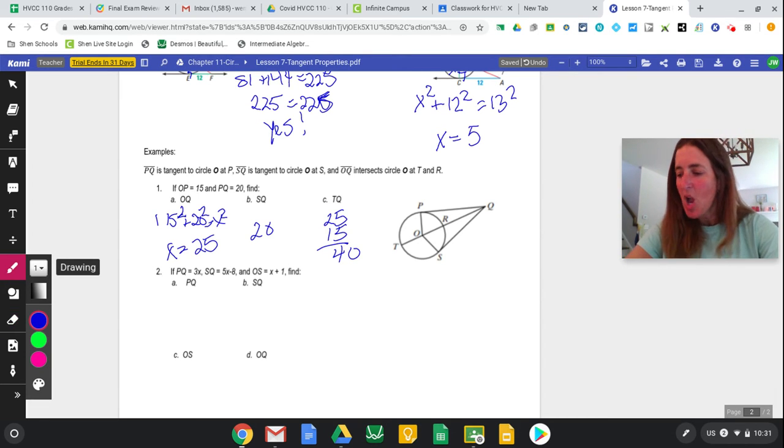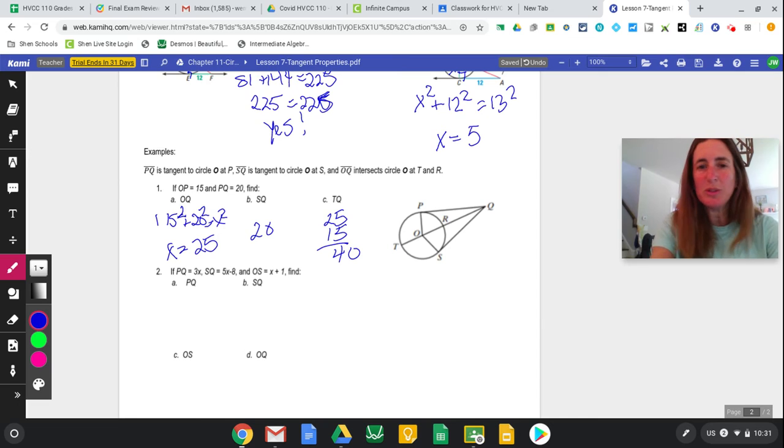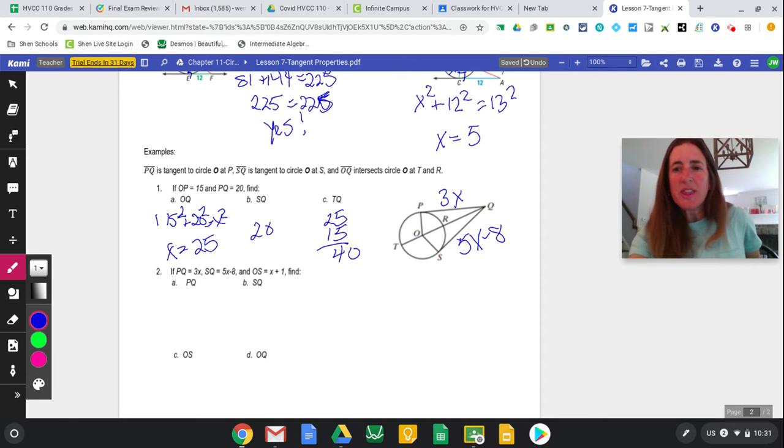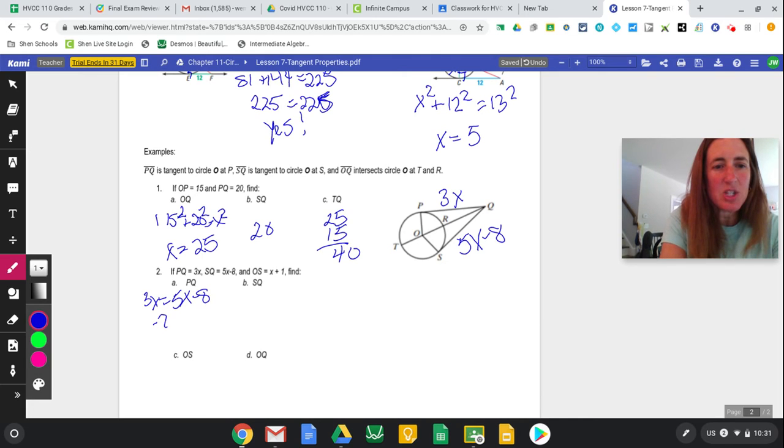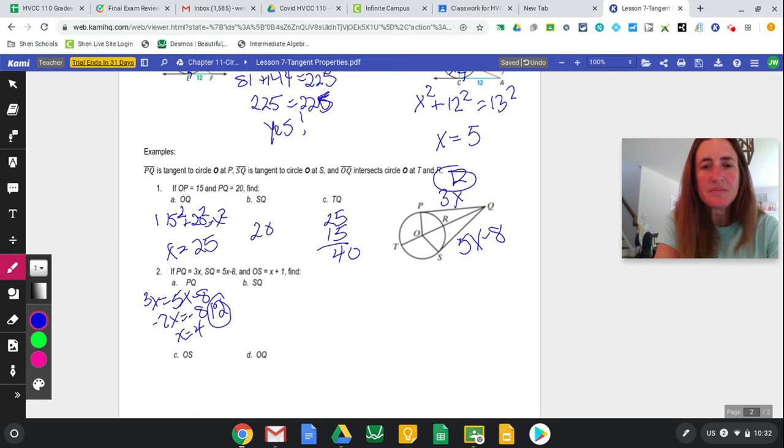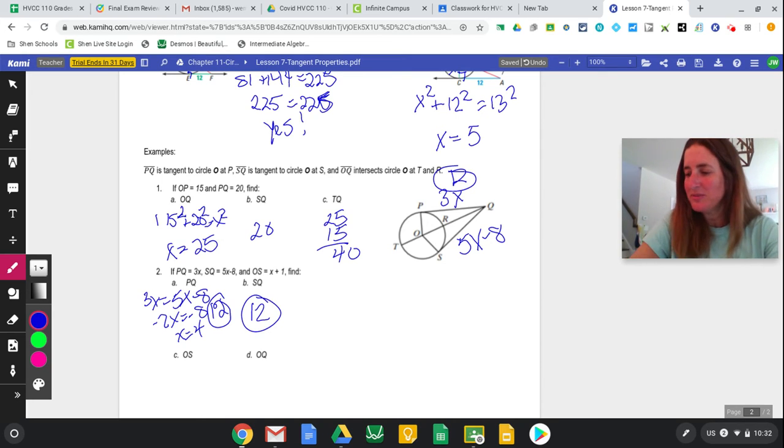So my internet's slower. Okay, so we've got P to Q is 3x. And S to Q is 5x minus 8. Well, you should be thinking, oh, how fun is that? Those things have to be equal. So 3x equals 5x minus 8. Negative 2x is negative 8, or x is 4. So from P to Q is actually 12. This guy's 12. S to Q better be 12 too, because they have to be the same size.